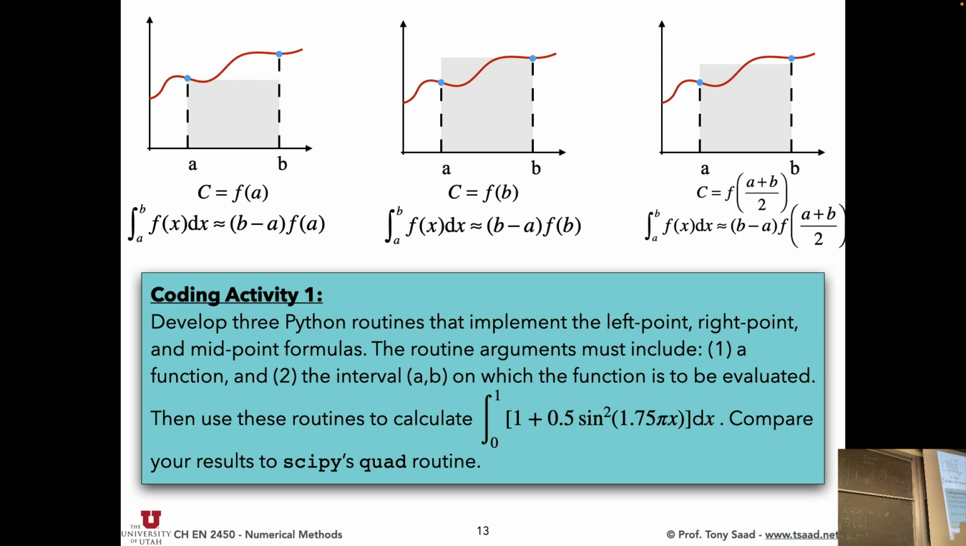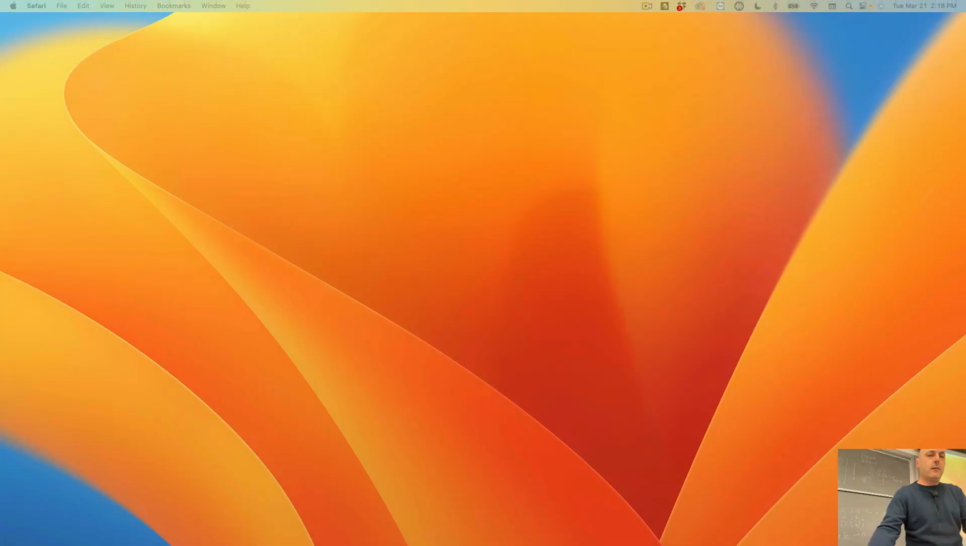And then once we write these functions, we're going to use them to calculate the integral between 0 and 1 of 1 plus 0.5 sine squared of 1.75 pi x dx, and we'll compare with scipy.integrate.quad. Okay, let's do it. Get your Jupyter notebooks up and running.